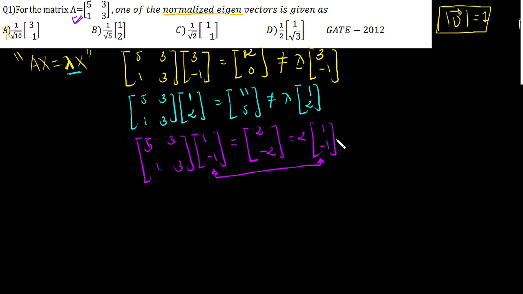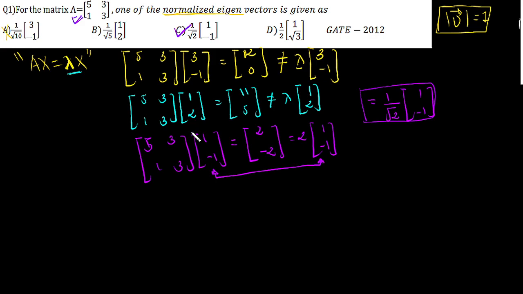But as a further step, we have to normalize it. Simply divide this vector by its magnitude, which here is root 2. So this is our normalized eigenvector, and option C contains the correct answer, the same as this one.